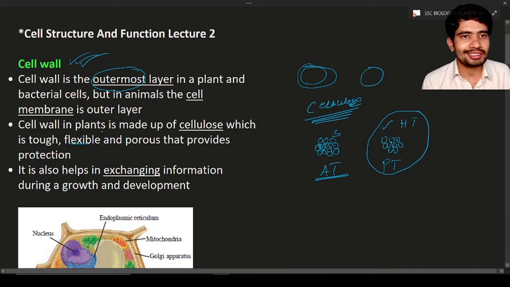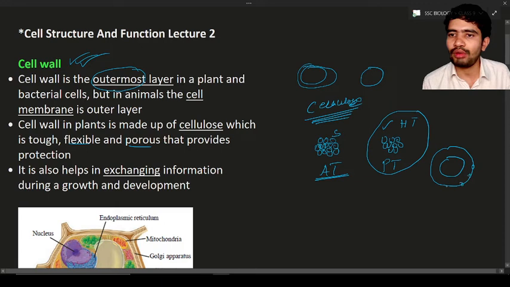Next, the cell wall is not only tough and flexible, but it also provides porosity. Let us consider this is the cell membrane, and this is the cell wall of a plant cell. It has small holes, and these holes are known as pores. The cell wall is made up of small holes, and due to the presence of small holes in the cell wall, we call it porous.